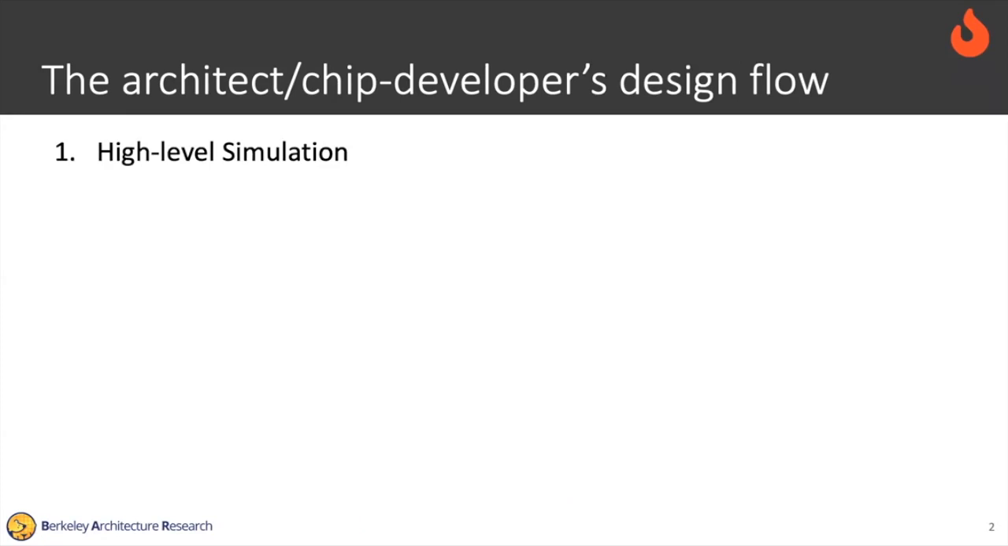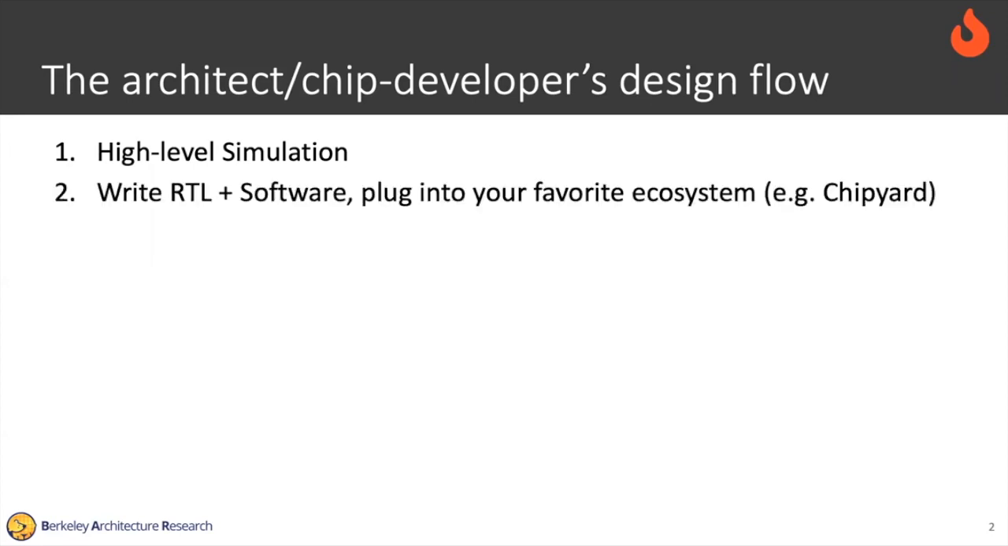So the first off is high-level simulation, right? So we start out with an idea, we do some high-level simulation, we might write a Python script to kind of understand the design space. Then usually we'll write some RTL and write some software and plug it into some ecosystem. Hopefully at the end of today, your favorite ecosystem will be Chipyard.